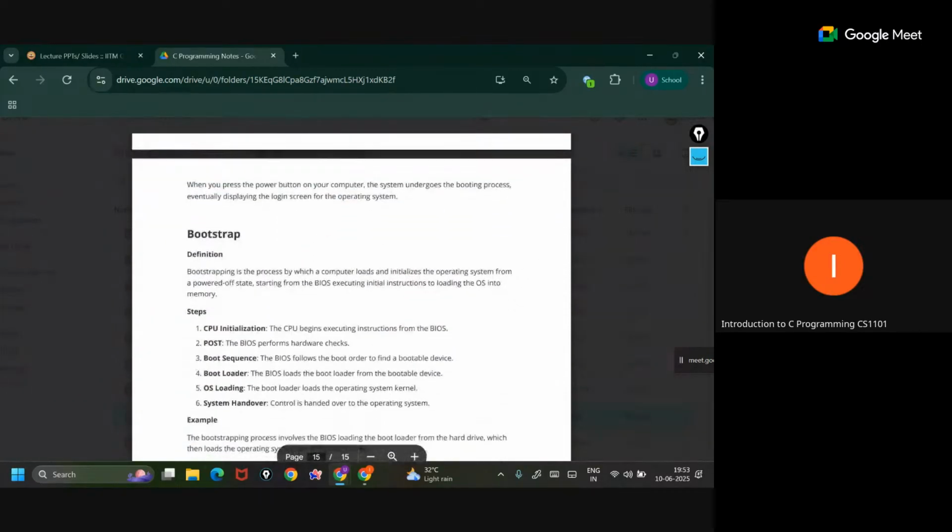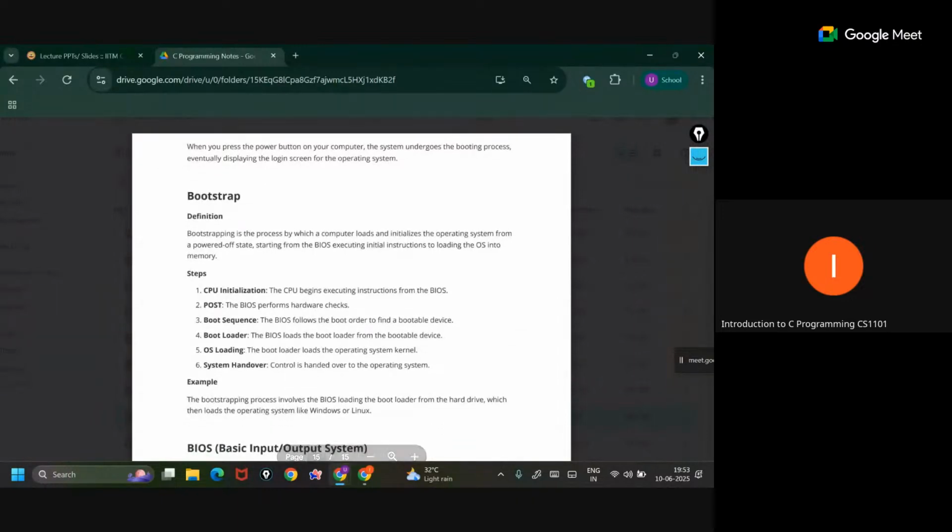Okay, next is bootstrap. Bootstrap means the computer loads and initializes the OS. Let's say it's already off and now I'm turning it on. First it has to initialize the CPU, then do the BIOS operations, that is, check the hardware. Then the boot order to find the bootable device. Then the bootloader, then the OS is loaded to the memory and control is given to the OS. Once the OS is loaded into the memory, the OS will start to take its control.